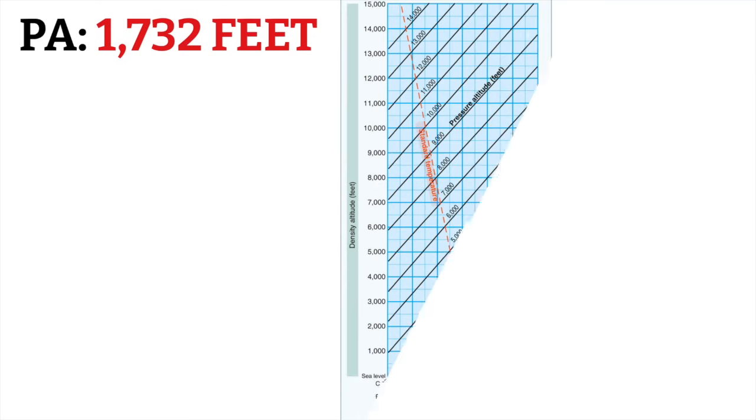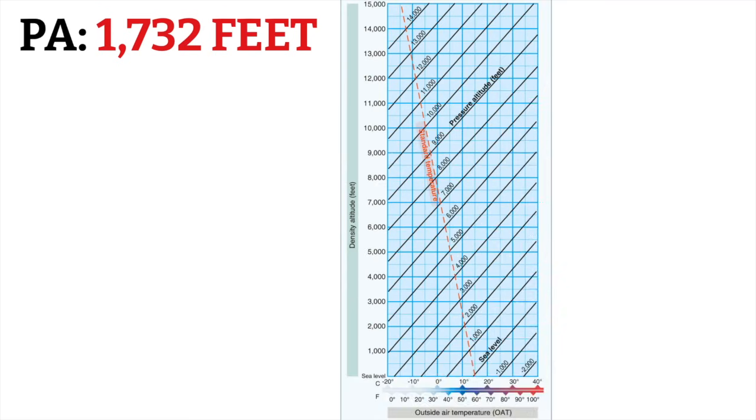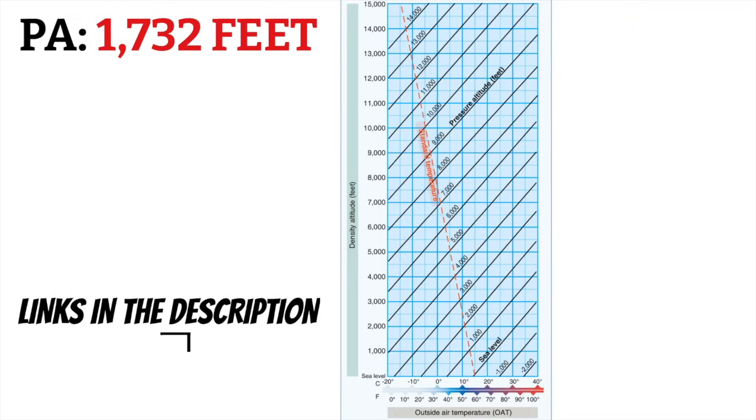The easiest way to do this without a flight computer is to use a spaghetti chart like this. This one comes from the Pilot's Handbook of Aeronautical Knowledge, which you can actually download for free from the FAA's website, or you can get the book pretty cheap from Amazon as well. I'll put links to those in the description. You also find these a lot in newer POHs.